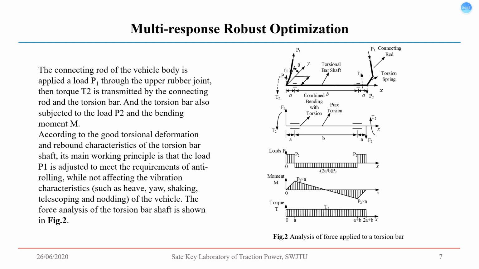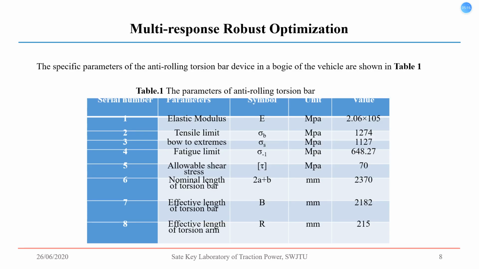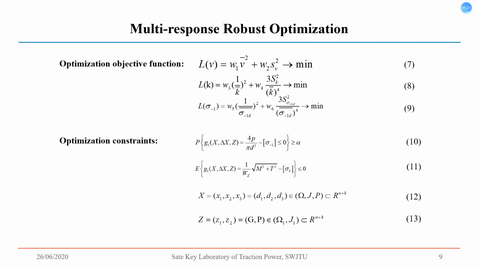characteristics of the torsion shaft, its main working process is that the load is adjusted to meet the requirements of anti-rolling, while not affecting the vibration characteristics such as rolling, shaking, tail flicking, and nodding of the vehicle. The specific parameters of the anti-rolling torsion device in a body of the vehicle are shown in Table 1.